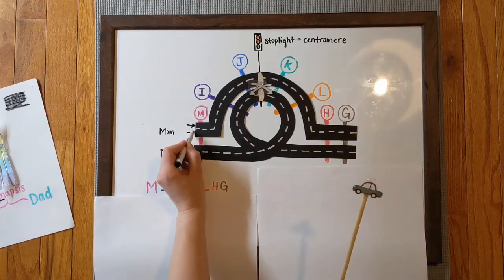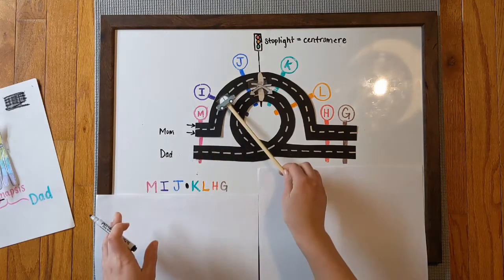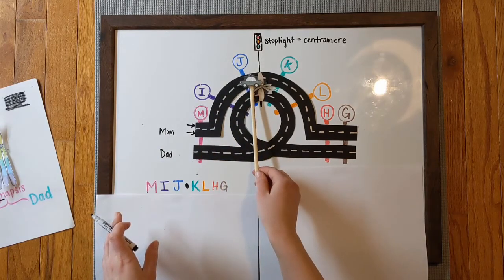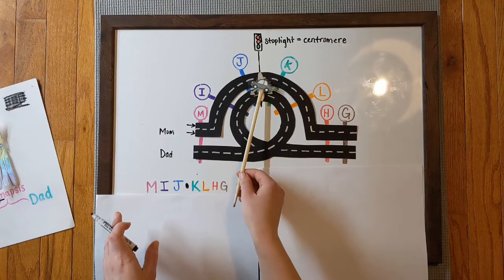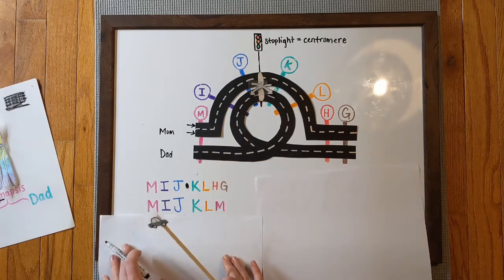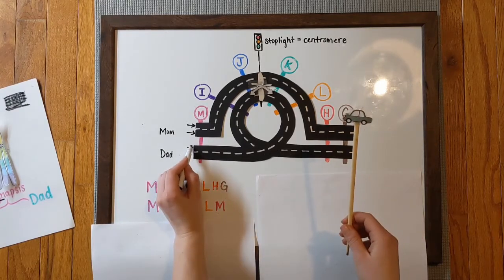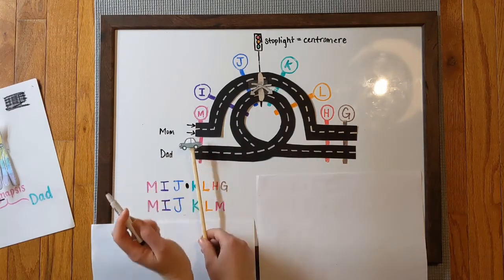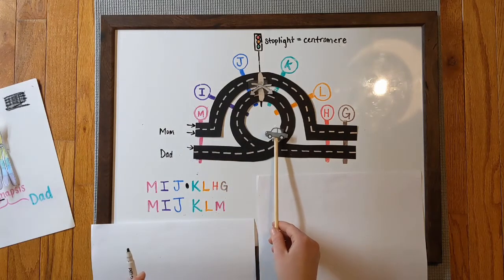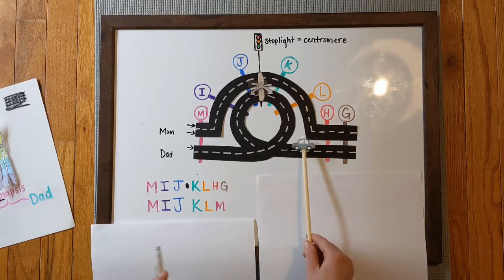If we go down the mother's second strand of DNA, we can see it encodes for MIJ, but then crosses over here at this little detour at the centromere to KL and then back around to M, shown here. Now we can go on to the father's strand of DNA. Starting with M, we loop around to L, K, centromere, J, I, H, and G.